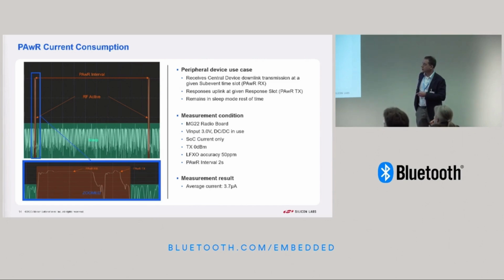And what is important from a Bluetooth perspective is the clock accuracy. Obviously, the less clock accuracy you have, the larger the window opening needs to be to be sure that you're actually catching the message at the right time. In this test we use 50 ppm clock accuracy. You get an average current consumption of 3.7 microamperes. Super low.